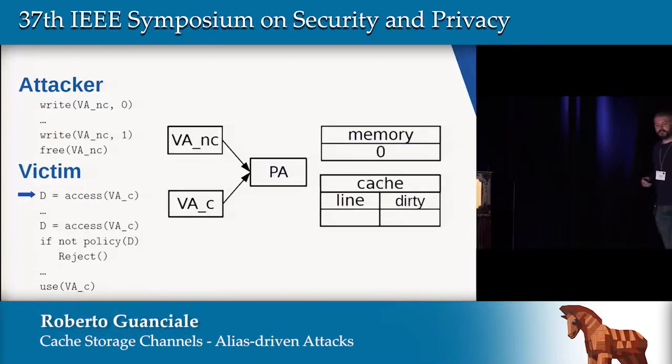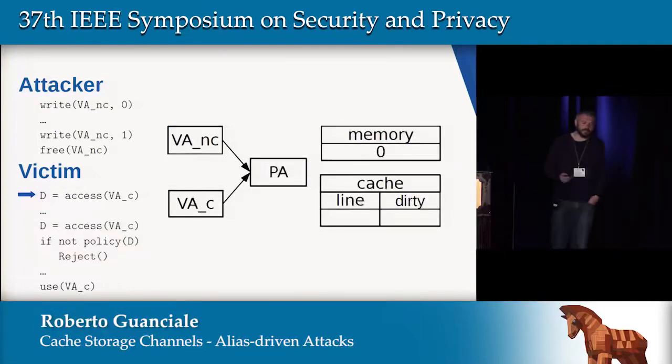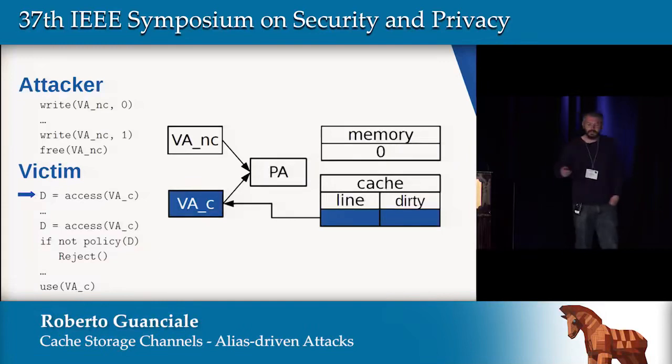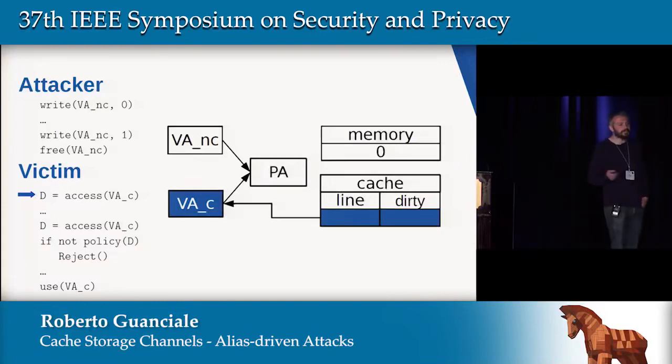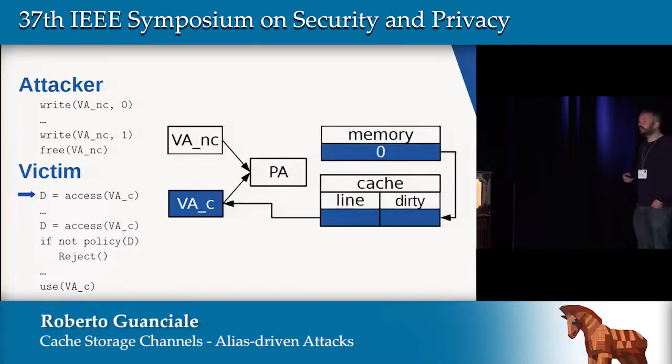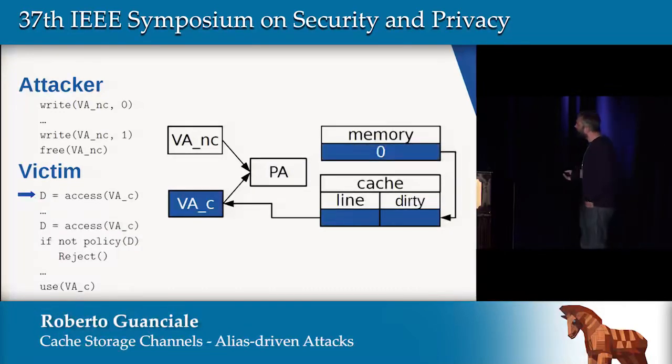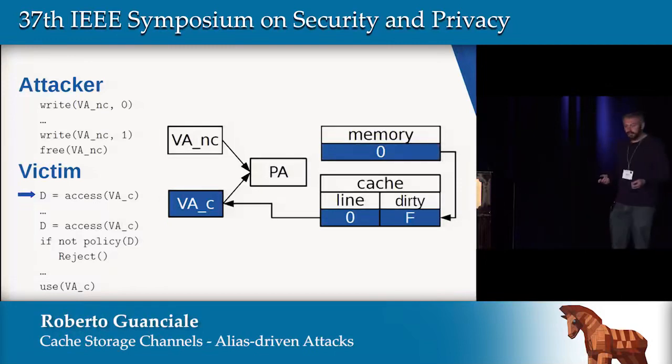The victim, for some reason, accesses this region of memory. This can even be induced in a malicious way from the attacker. So it reads the virtual address VA. In this case, this is cacheable. It has a cache miss, so the value 0 is fetched from the memory and is copied into the cache. Initially, clearly, this cache line is not dirty because we didn't change anything in the cache.